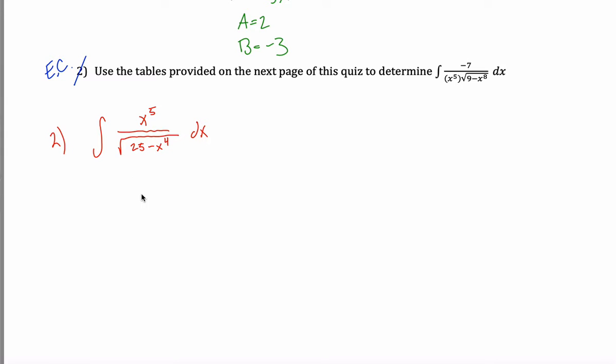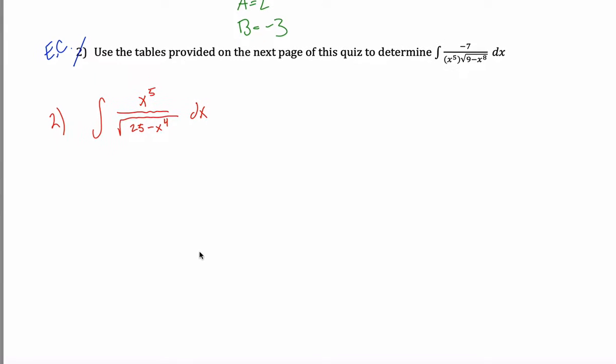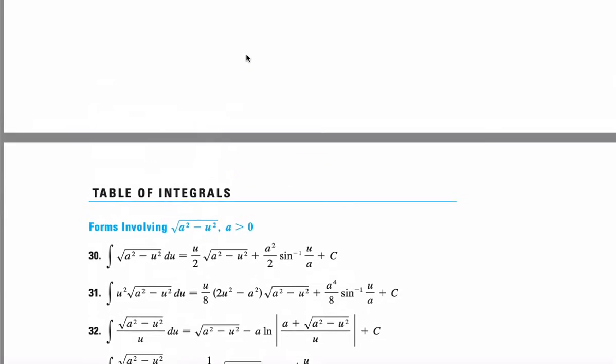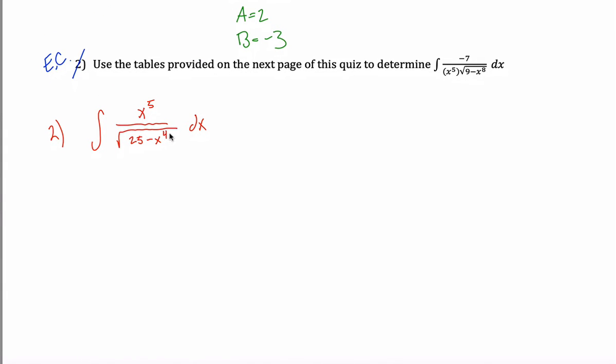So I think this problem will be a little bit more fair for you guys to take on. Still not super easy, but hopefully this one will be manageable. The way I think makes the most sense to attack this one is you stare at the denominator here and you see the square root of 25 minus x to the 4th. But then you go down here and you see that these are all forms involving the square root of a squared minus u squared. So this u squared right here must be this x to the 4th power.